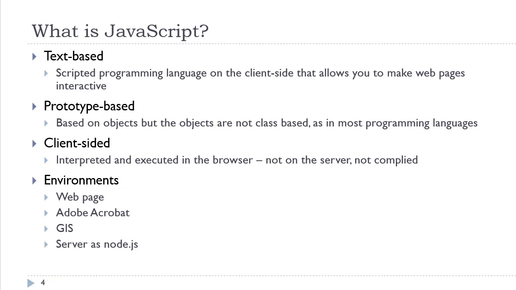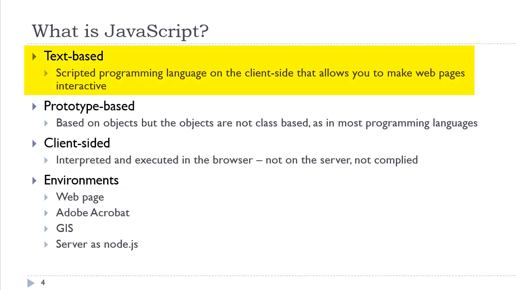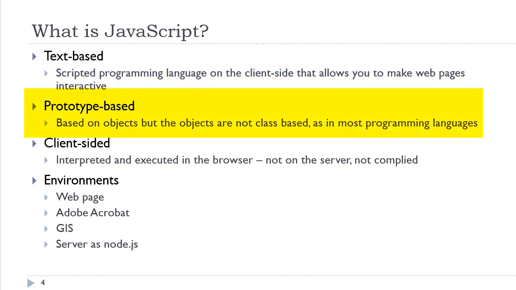So what exactly is JavaScript? It is a text-based scripting programming language that allows you to make web pages interactive. If you have worked with other programming languages, you are probably familiar with a compiler. JavaScript does not use that. JavaScript is what is called prototype-based. It is object-based, but the objects are not class-based, as in most programming languages.